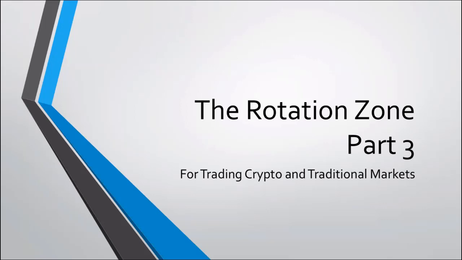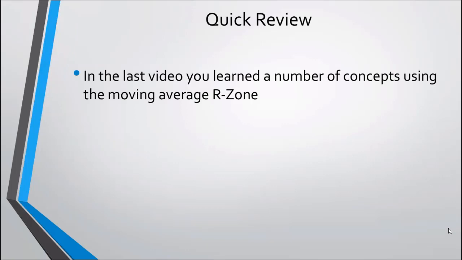As we mentioned in both 1 and 2, the R zone, or the rotation zone, as the title is listed, is something that Mike and I have used in traditional markets for years, and we're noticing the efficacy of it in cryptocurrencies. So we wanted to put these up on our channel and give you guys sort of a 20,000 foot view of what we're doing when we're doing our analysis. So having said all that, let me just start with a quick review.